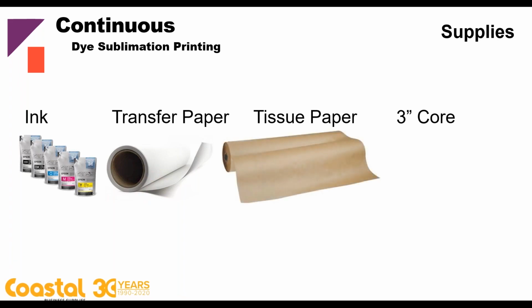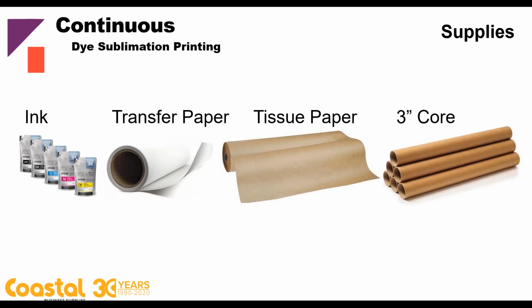This is the tissue paper that goes on the rotary press. And if you're working with the rotary press option, you definitely will have to have your fair share of 3-inch cores. So that's a nice overview of continuous dye sublimation printing and the equipment and the supplies.